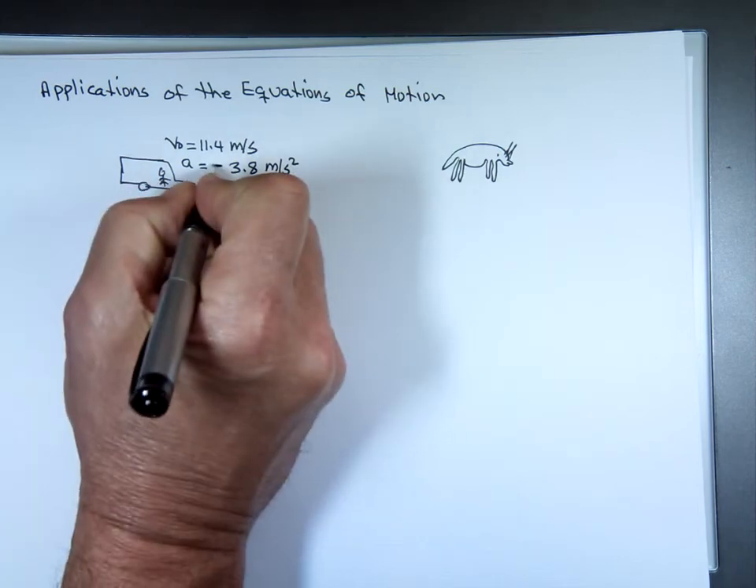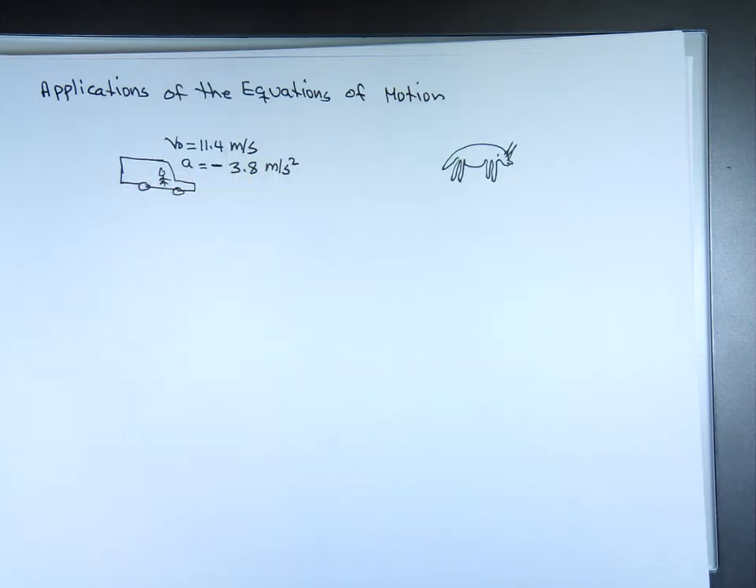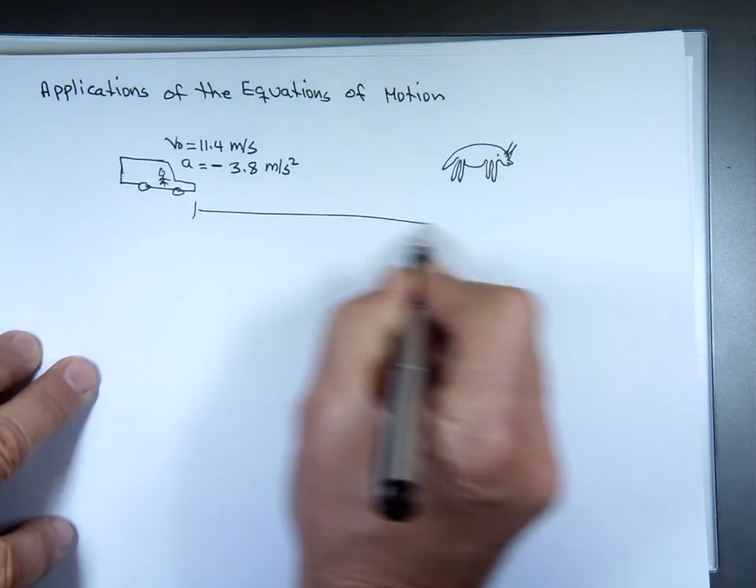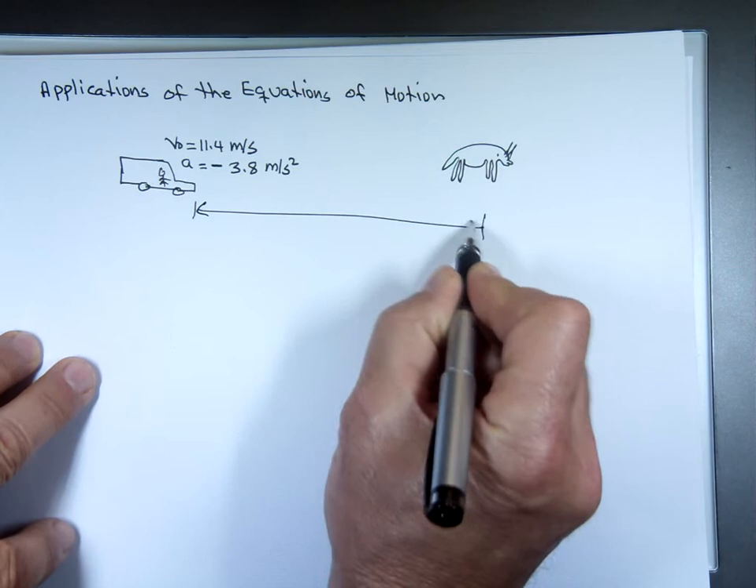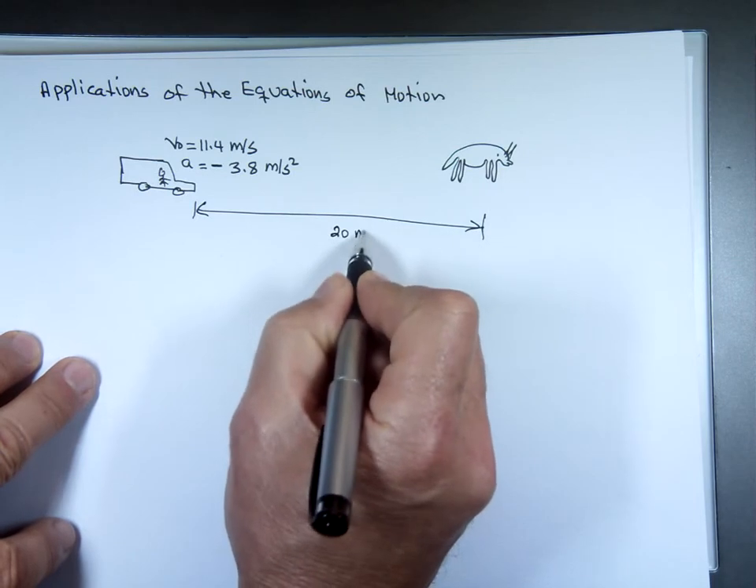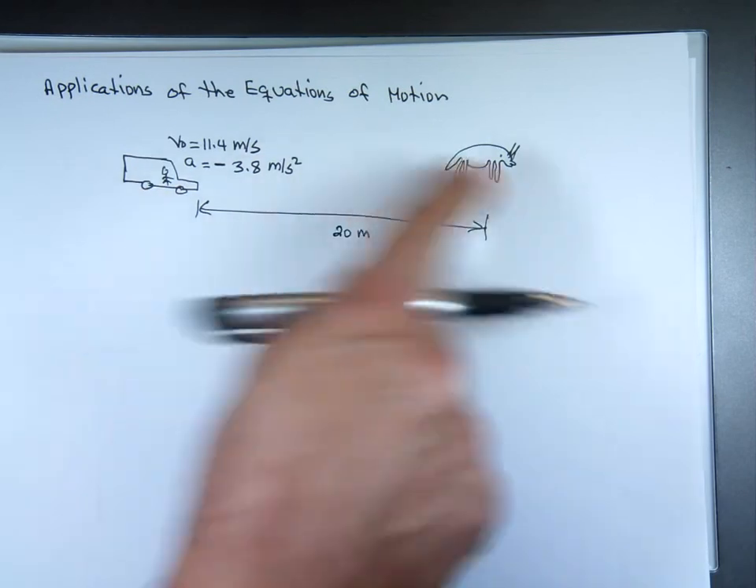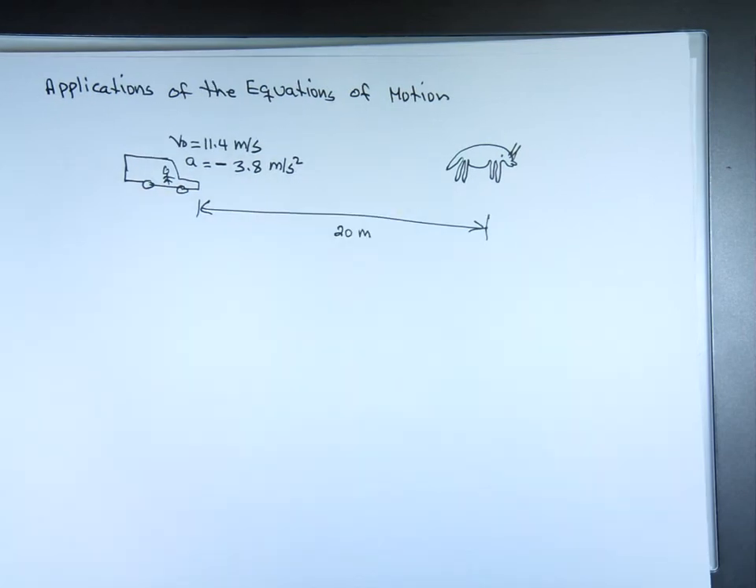So they're not going to tell you positive or negative. You got to read into it. If you're slowing down, that's a negative acceleration. If you're picking up speed, that's a positive acceleration. The deer happens to be 20 meters away from the car. The question is, does the ranger hit the deer? Does he stop before he hits the deer? And if yes, how far from the deer does he stop?